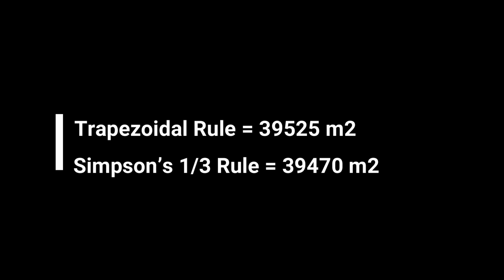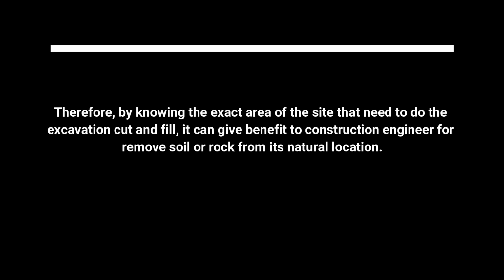After the calculation has been made, we get the area by the trapezoidal rule as 39,525 meters square, and by the Simpson 1/3 rule, we get 39,470 meters square. Therefore, by knowing the exact area of the site that needs excavation, cut and fill, it can benefit the construction engineer in removing soil or rock from its natural location.